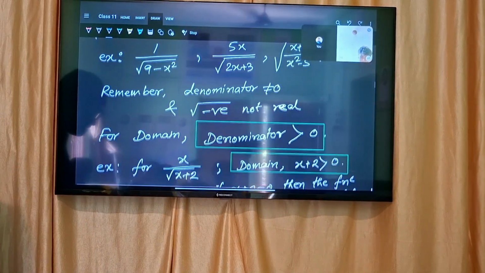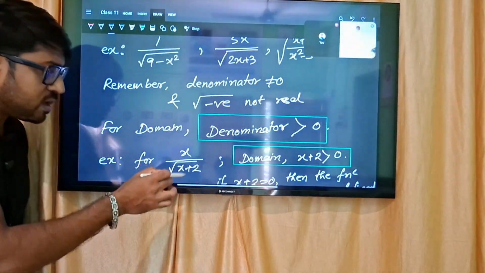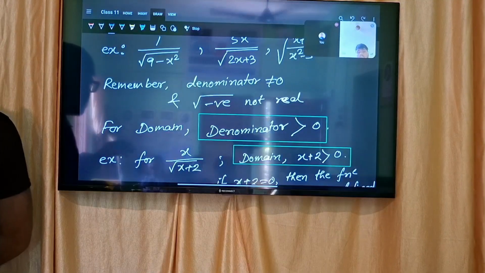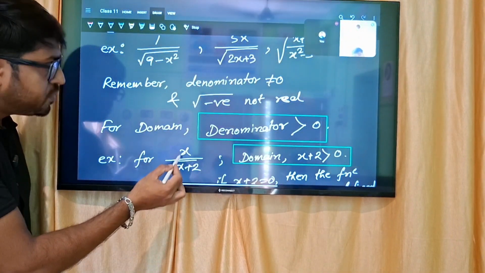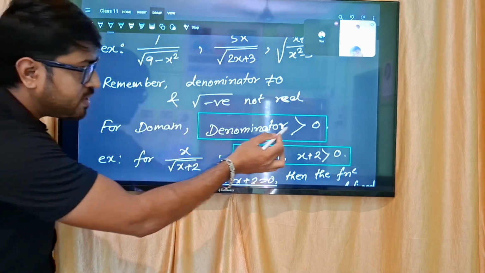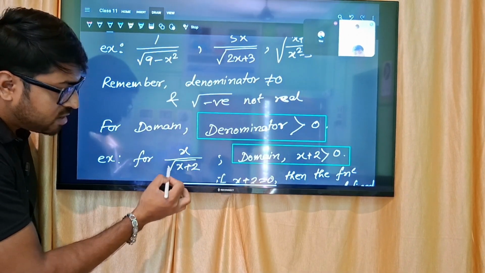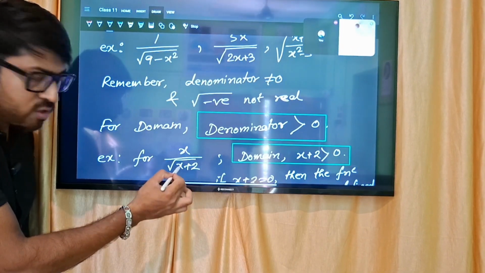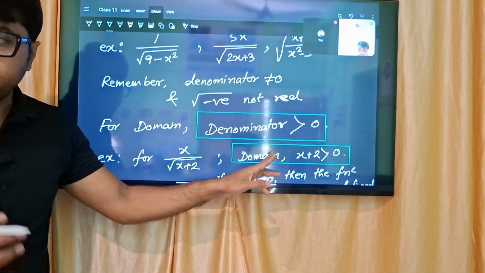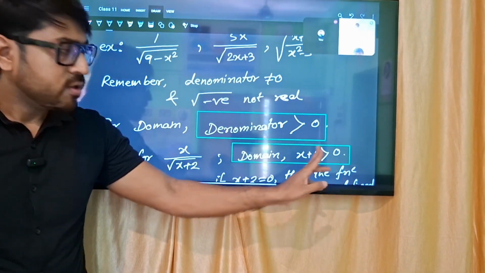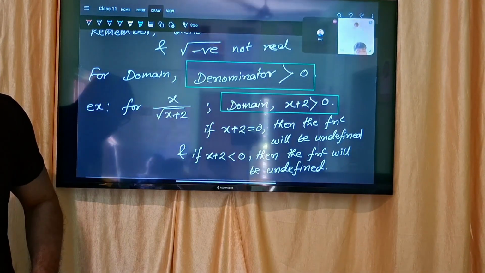Okay? For example, x by root under x plus 2. Most of your examples are of this type, a combination of root and rational. So if you see x by root under x plus 2, being rational plus root, the denominator should be greater than 0 only. So what is the denominator over here? Root under x plus 2. So what is the under root part? Only x plus 2. So only x plus 2 should be greater than 0. To find the domain, x plus 2 should be greater than 0. So if x plus 2 greater than 0, then x greater than minus 2, correct?